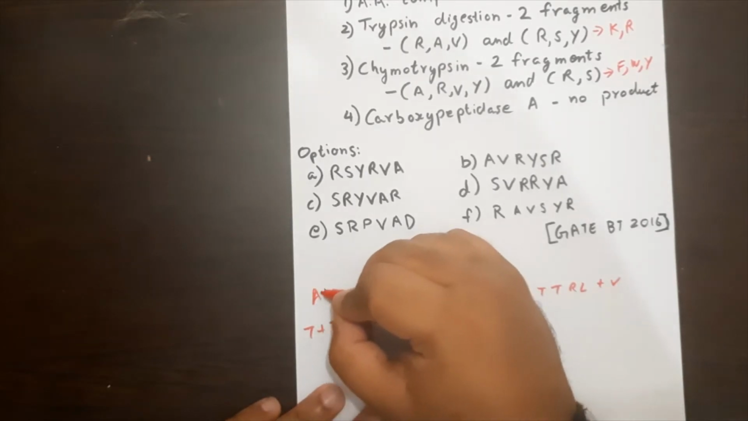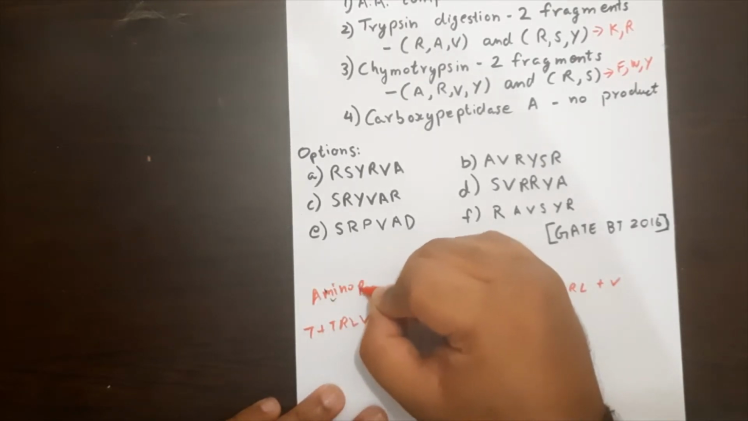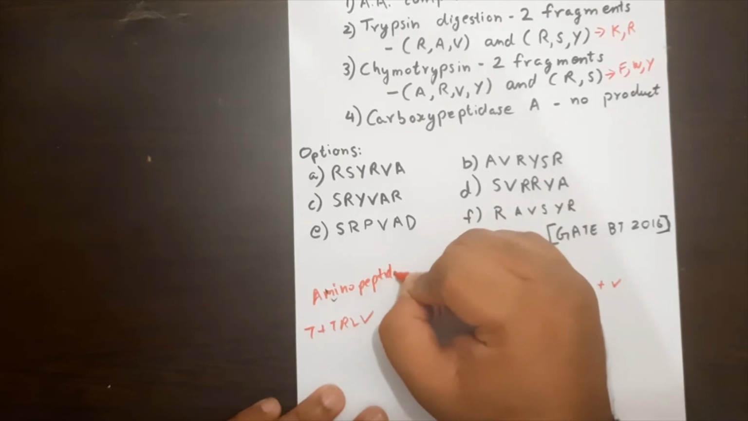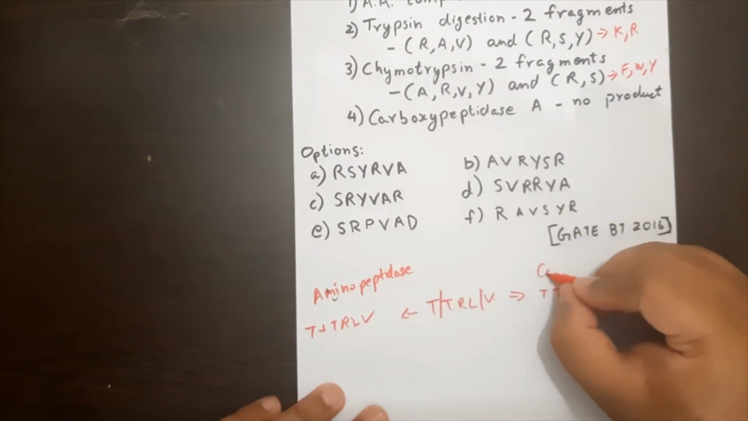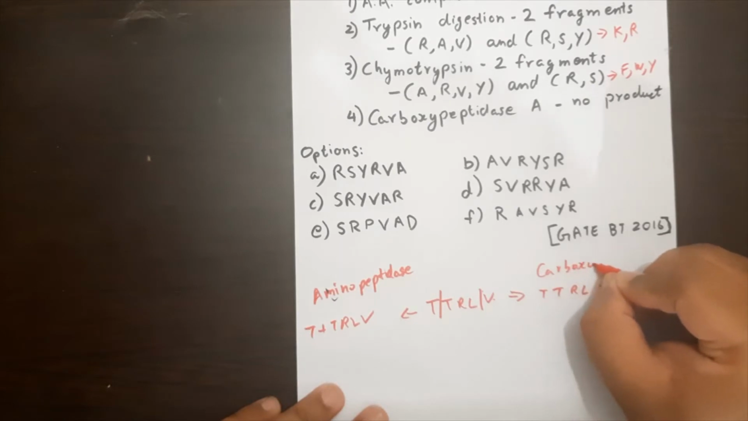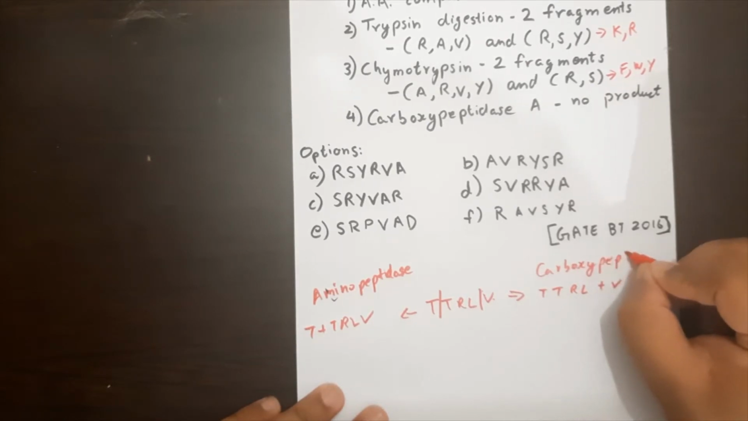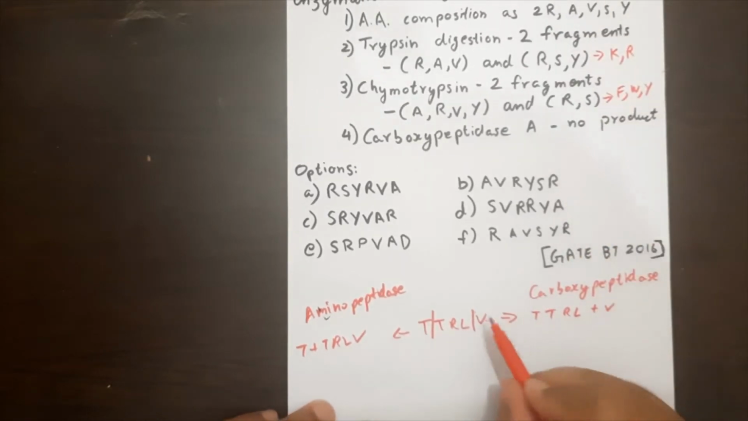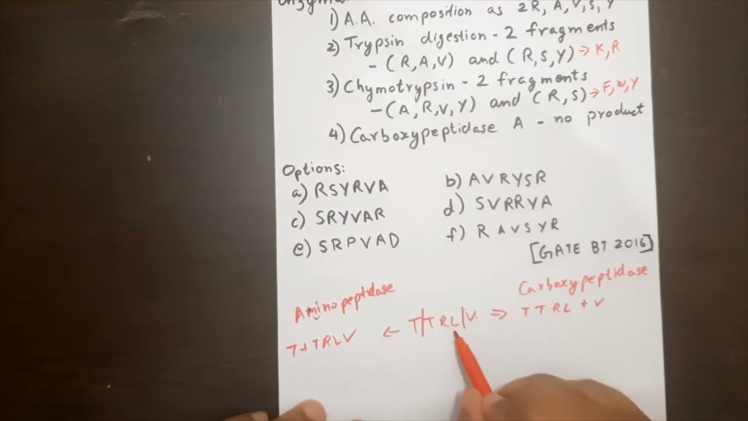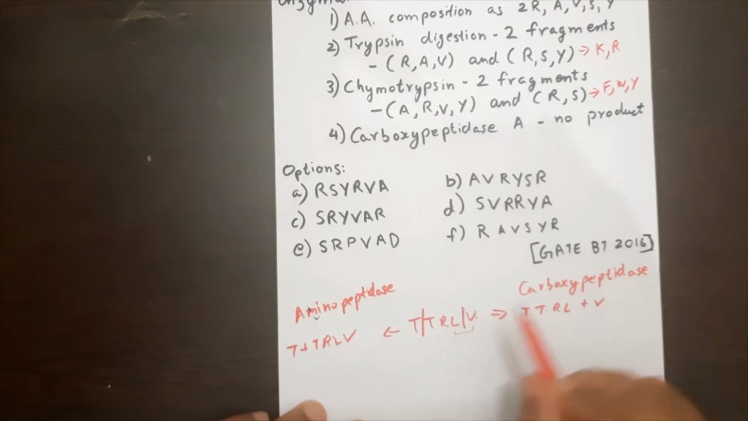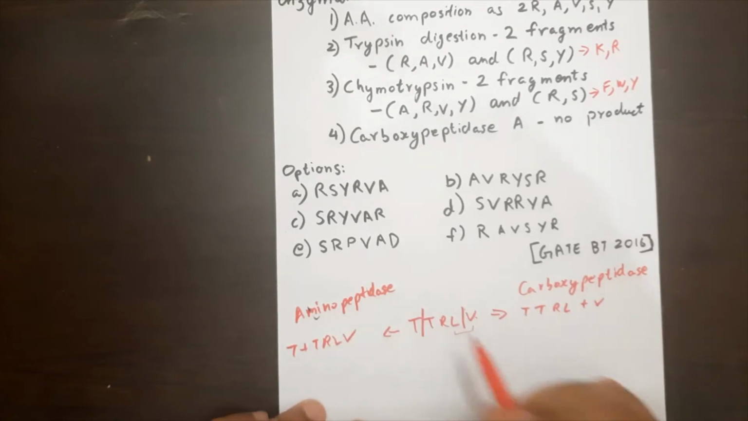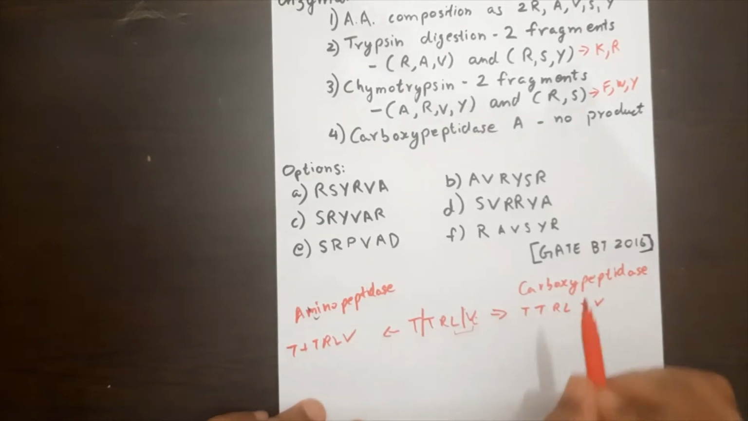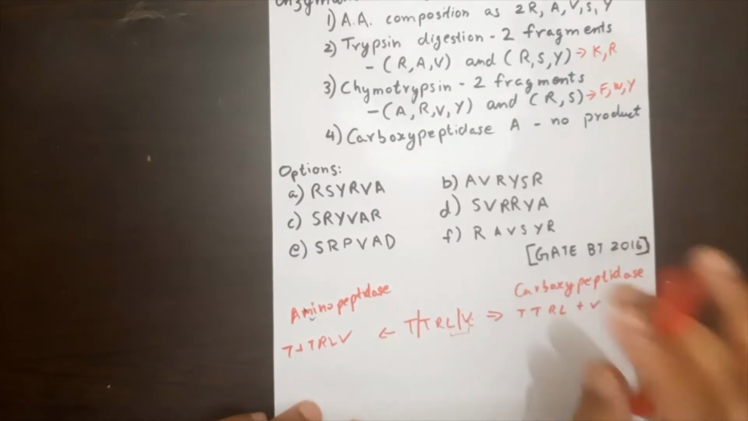So this is aminopeptidase, and this is carboxypeptidase. Remember, an endopeptidase can only cleave if the product yields a dipeptide. A carboxypeptidase or aminopeptidase will only cleave if the product is a single amino acid from the terminal group. So you have to know that.